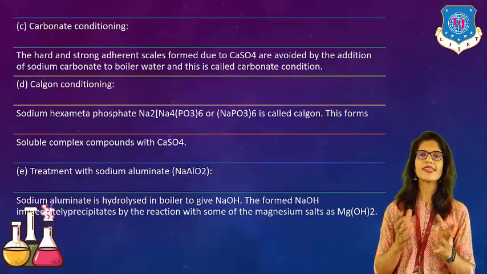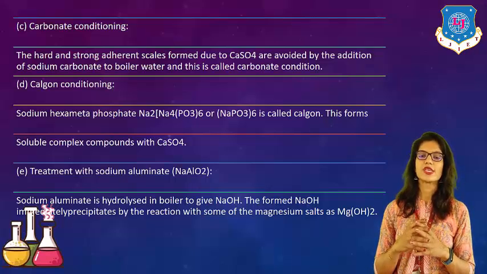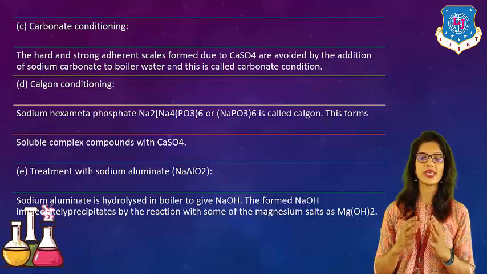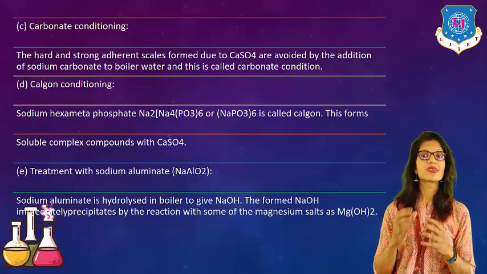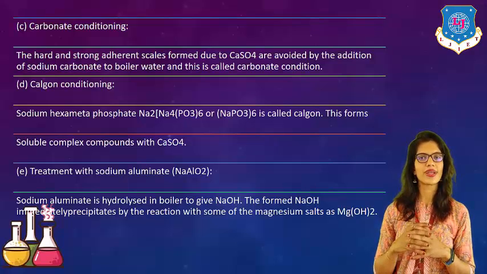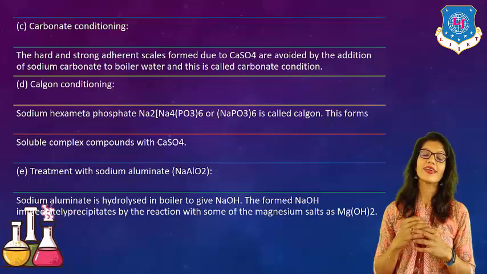Now, next one is carbonate conditioning. How can we do this? The hard and strongly adherent scales formed due to CaSO4 can be avoided by the addition of sodium carbonate to the water. As we use sodium carbonate, we will know it as carbonate conditioning.